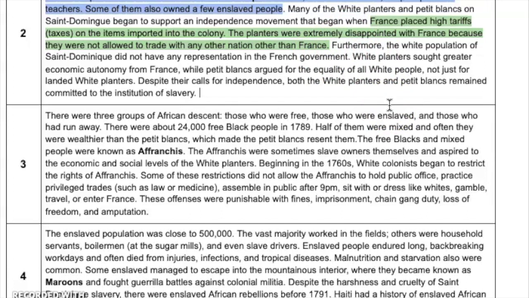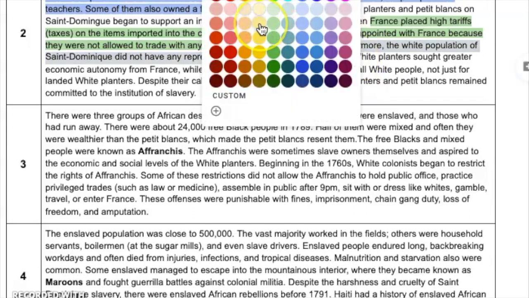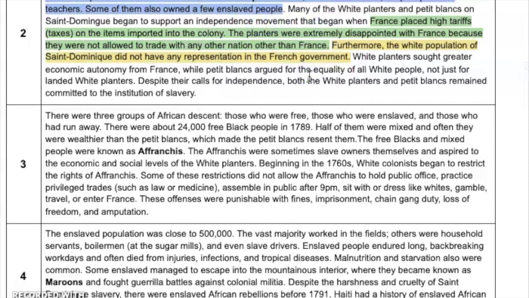Furthermore, the white population of Saint-Domingue did not have any representation in the French government. That sounds to me like a political cause. If they have no say in government, and government is a political portion of society, I could see some dissent there. White planters sought greater economic autonomy from France, while Petit Blancs argued for the equality of white people, not just for landed white planters. Despite their calls for independence, both the white planters and Petit Blancs remained committed to the institution of slavery.